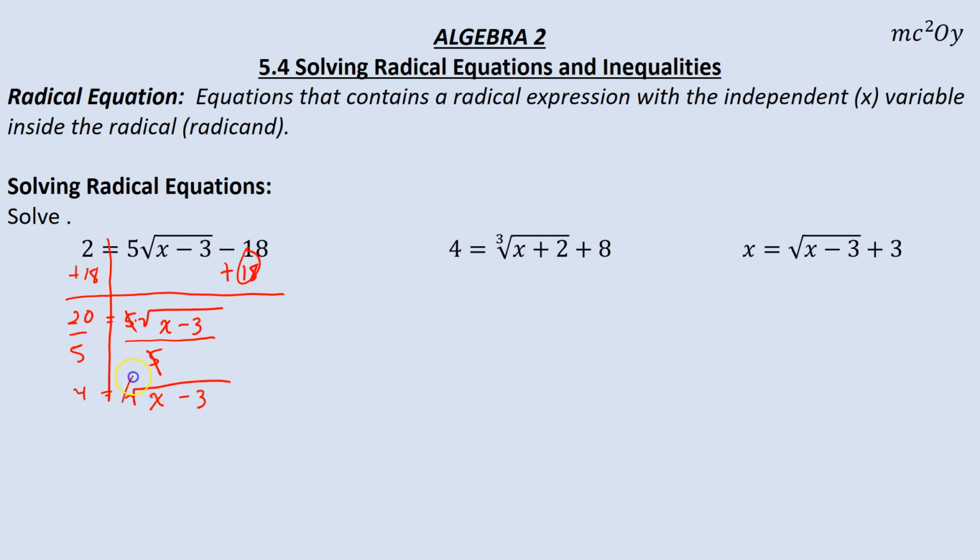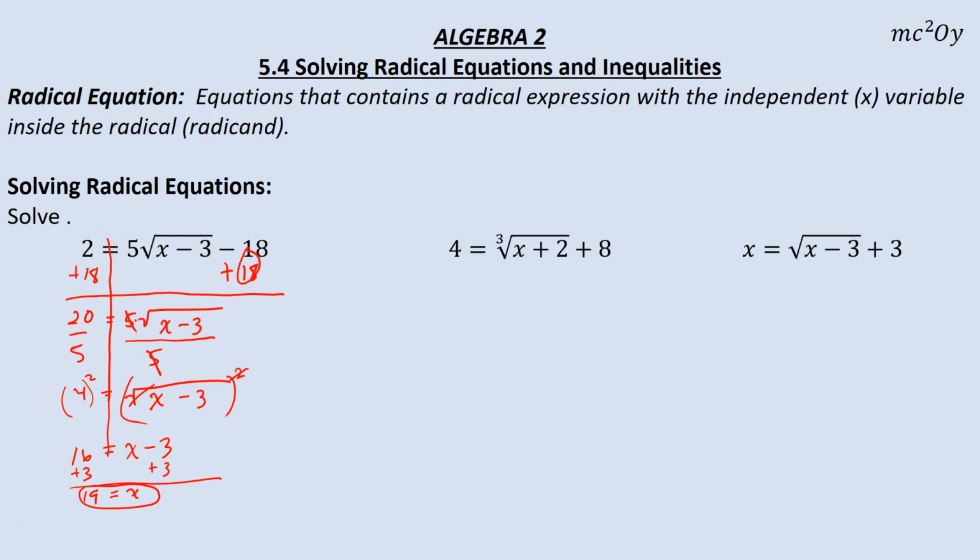Then to get rid of that radical, since it's the square root, I'm going to raise both sides to the second power. They undo each other. That gives me what's in the radical, x minus 3, is equal to 16. Then I move that 3 by adding 3 to both sides. So x is equal to 19. Then you can check your work. Put the 19 in: 19 minus 3 is 16. Root of 16 is 4. 4 times 5 is 20. Minus 18 is 2. So it works out.